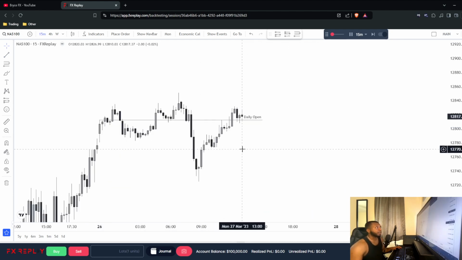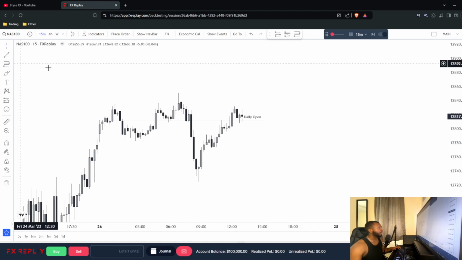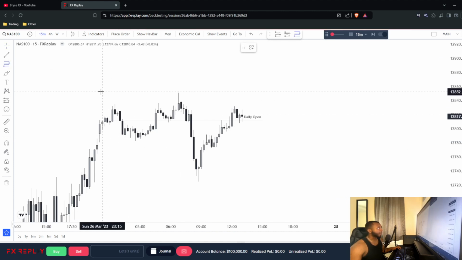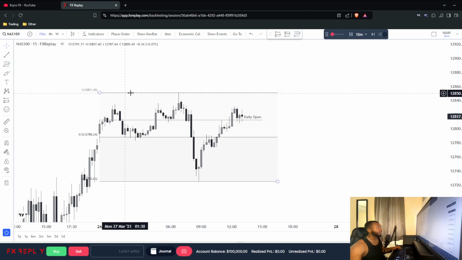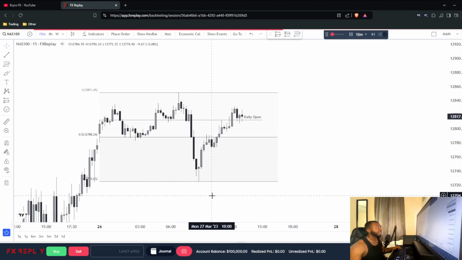Okay, so now I've skipped to the New York open time. I'd only trade New York, so that's why I've started from here. But the next thing I like to do is use fibs and just mark from the daily open from the highest price point all the way to the lowest price point. So now I can see how price has moved throughout the session.